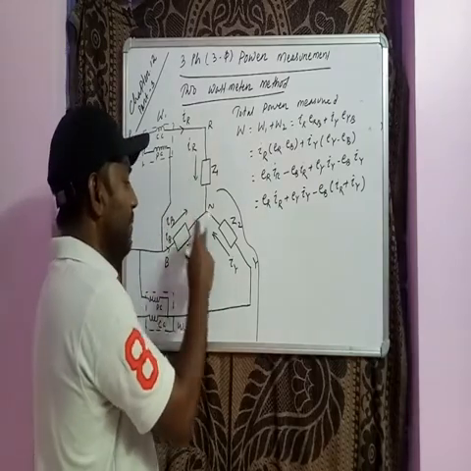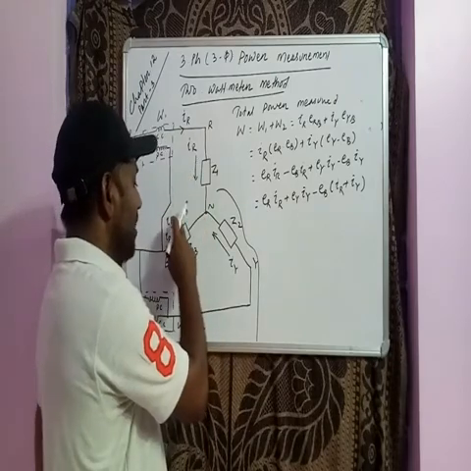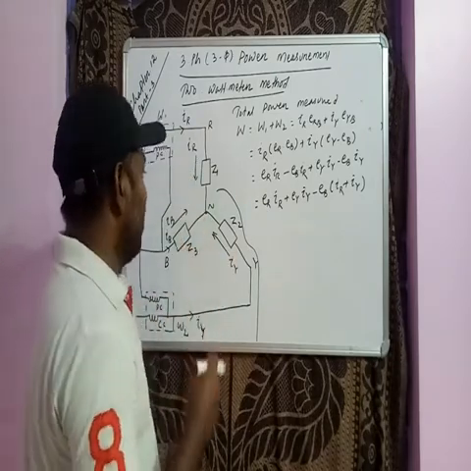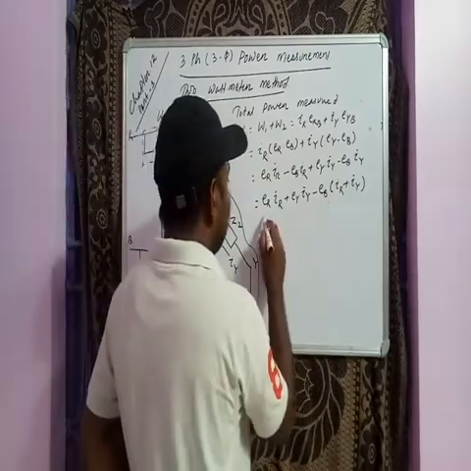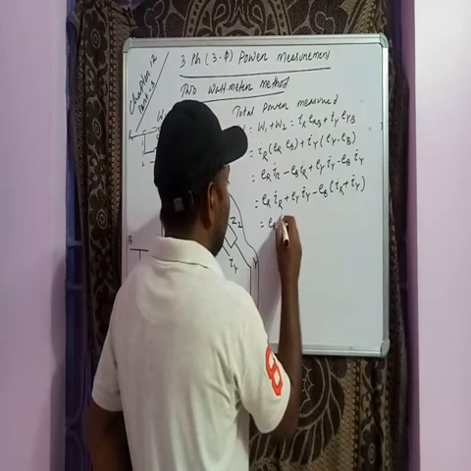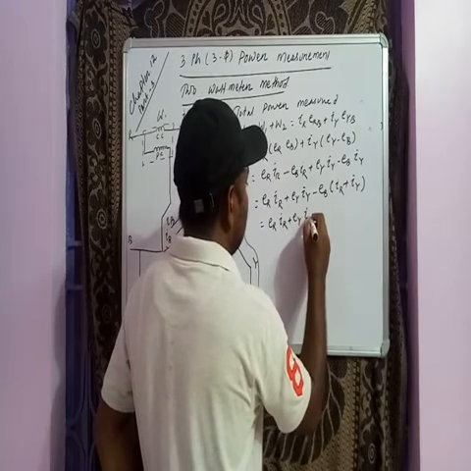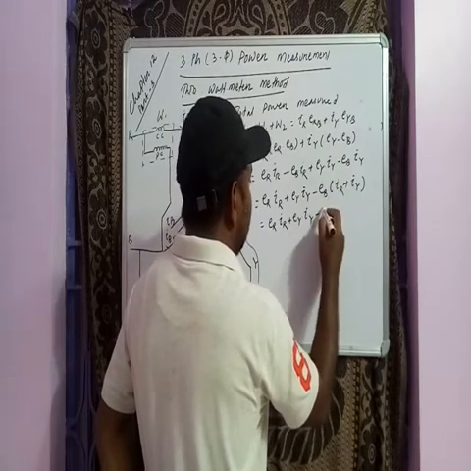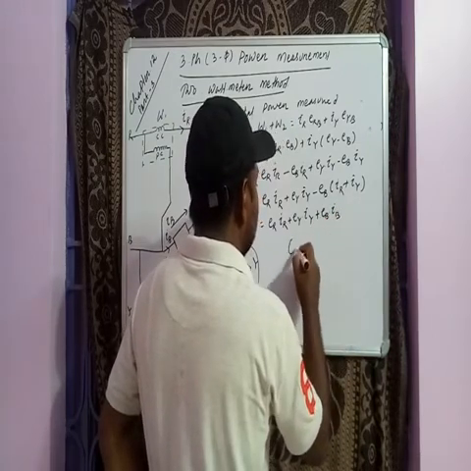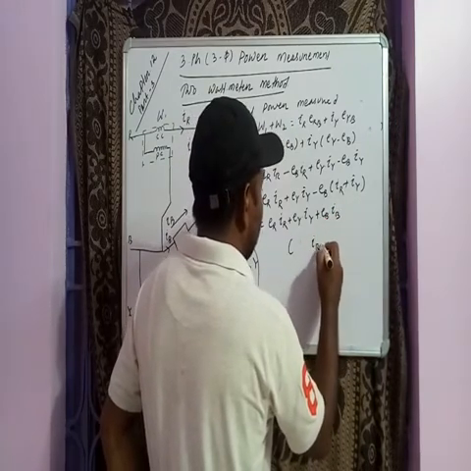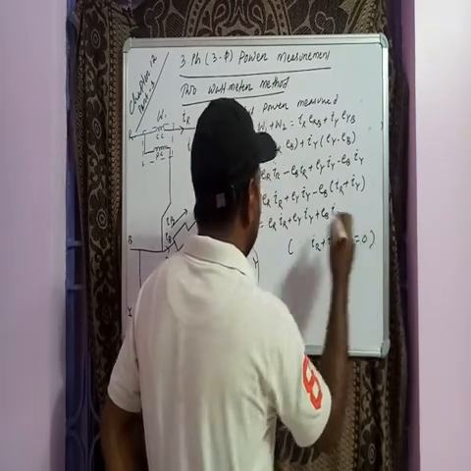So IR plus IB plus IY is equal to 0. IR plus IY plus IB is equal to 0. Then IR plus IY is equal to what? Minus IB. So in place of this, we may put minus IB, then it becomes plus EB into IB, since IR plus IY plus IB is equal to 0.